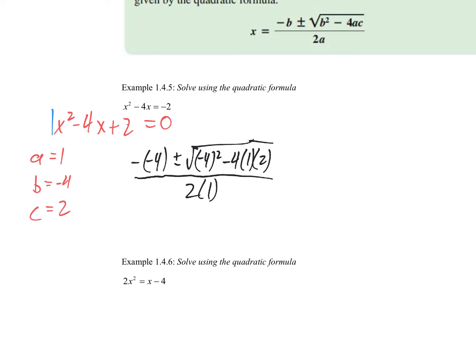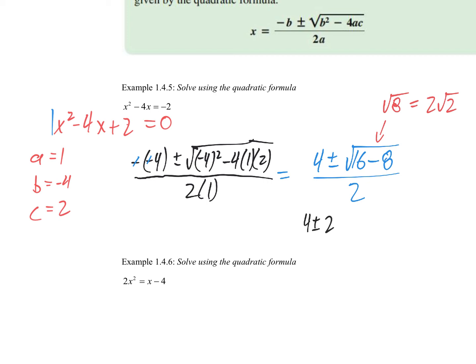If we start to simplify this, the easiest place to start is that first number. It just becomes a positive 4, plus or minus, let's see if we can simplify the radical a little bit, the square root of 16 minus 8 over 2 on the bottom. Let's go ahead and finish out simplifying our radical. 16 minus 8 is just going to be 8, which we can then break down into 2 root 2. So now here we are, 4 plus or minus 2 root 2, all divided by 2.